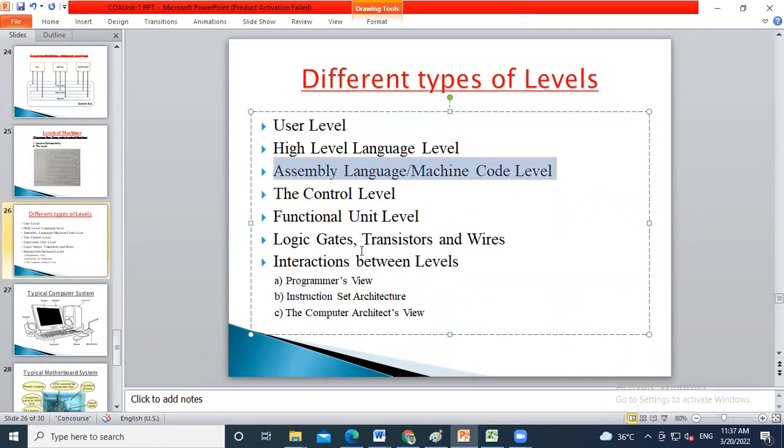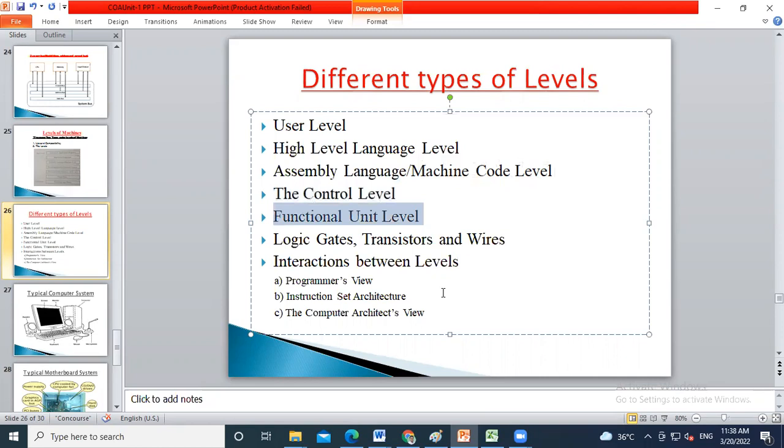Next is the control level. As we discussed the Von Neumann model of a typical computer, there is one unit they have to use to control it. This control unit controls all the functions of the many things in the computer, and that is the control level. Next is the functional unit level.